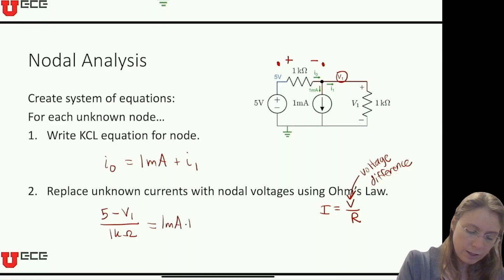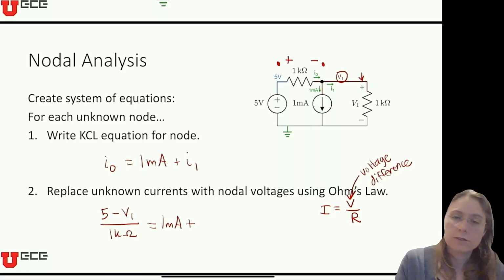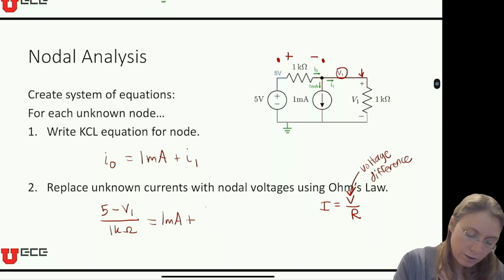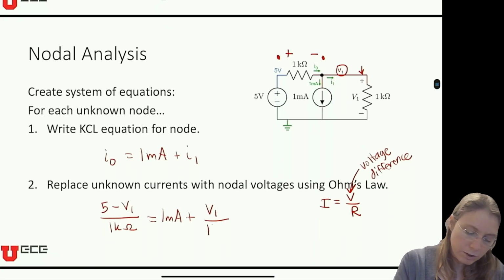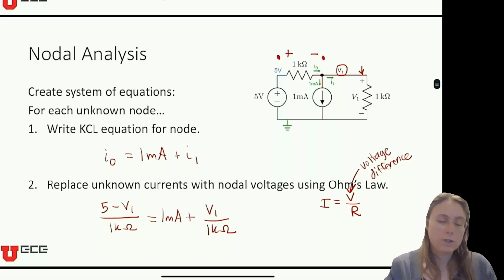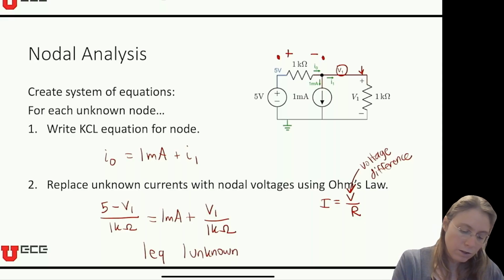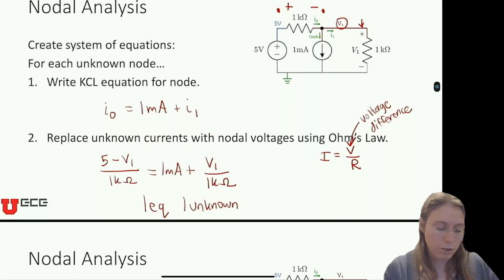That just stays. And then I replace the I1 using a similar system. So this arrow is indeed pointing into the positive side there, and in this case, V1 is the voltage across the resistor, and the resistance is 1 kilo ohm. So now we've created an equation with one unknown. So we have one equation and one unknown, and therefore we can just solve that using algebra to get V1.